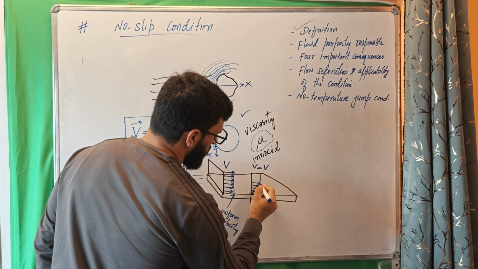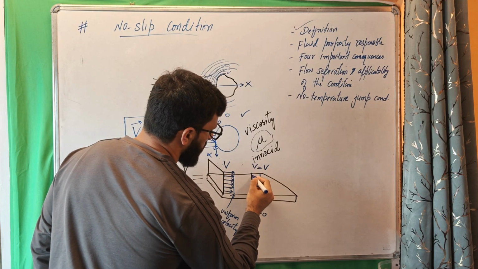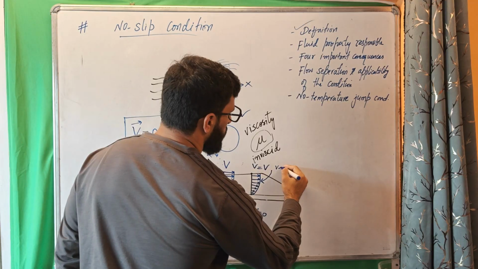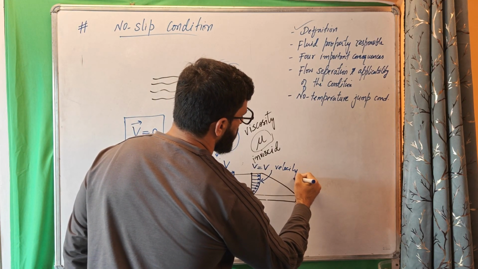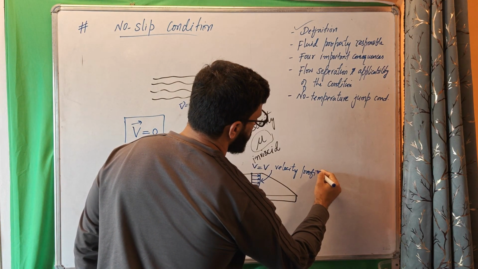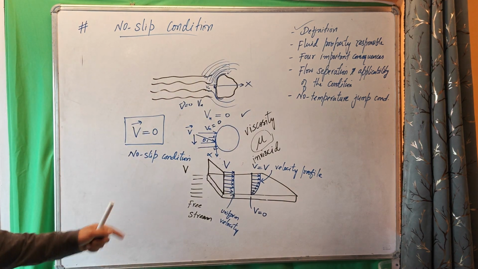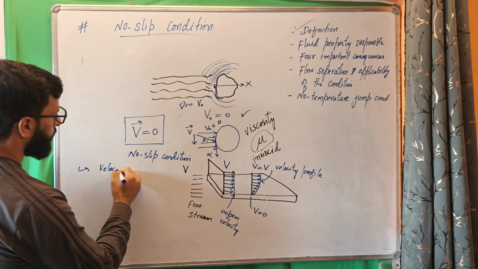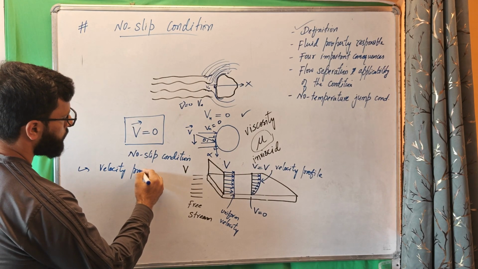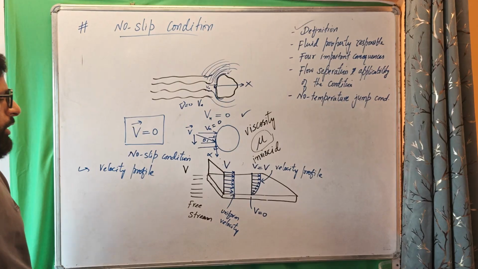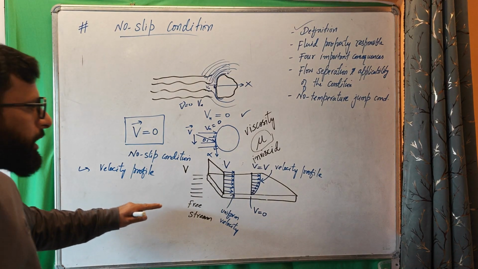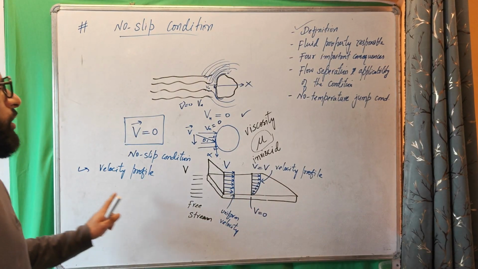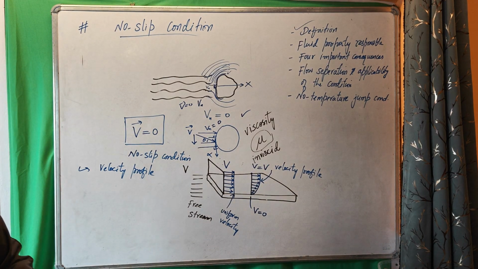So this shows us that velocity increases as we go away from the solid surface, and this curve is called a velocity profile. So the first consequence of this no slip condition is the development of a velocity profile. For the free stream it was uniform, now it becomes a specially shaped velocity curve called the velocity profile. So first consequence, velocity profile is developed.